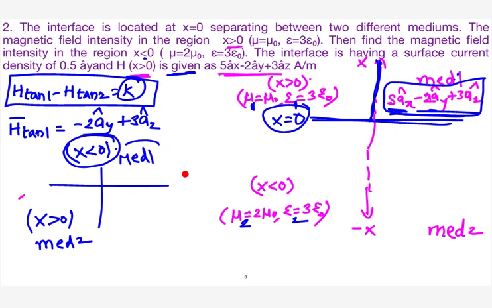You got my point? H tan 1 is unknown, if you are assuming in that way. What I was doing here, H tan 1 is known and H tan 2 is said to be unknown. If you are doing the interchange also, not a problem. But ensure that if you consider medium 1 as the known field, your unknown becomes medium 2.